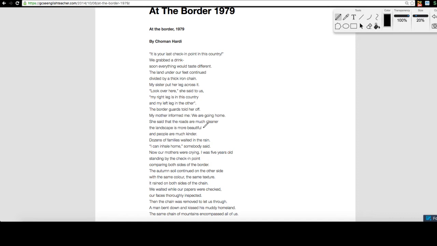What is the mood and the atmosphere of the poem? This is quite a joyous piece because they're finally going home after all these years. So just try and look for key words. Down here you can see a man bent down and kissed, kissed and muddy are the key words here, because you don't normally kiss mud, do you? If he is literally kissing mud, that just shows you how happy they are to be going back home after quite a long time, because it's an emotional piece, isn't it?